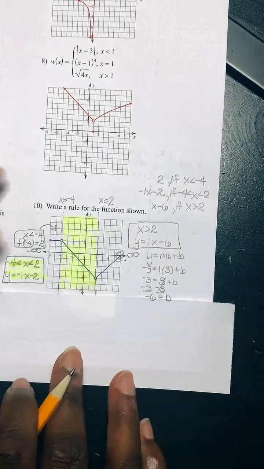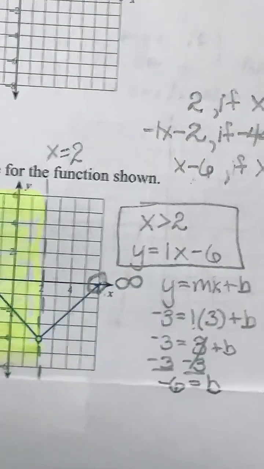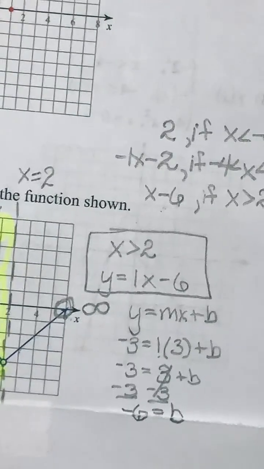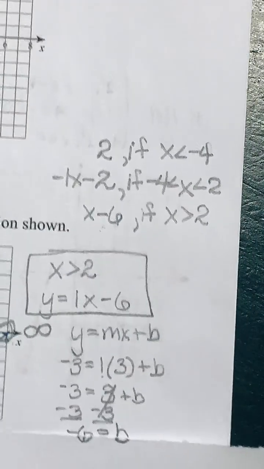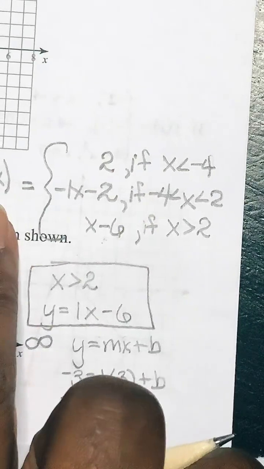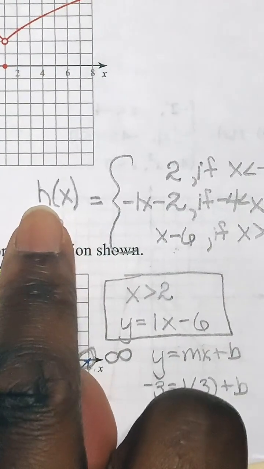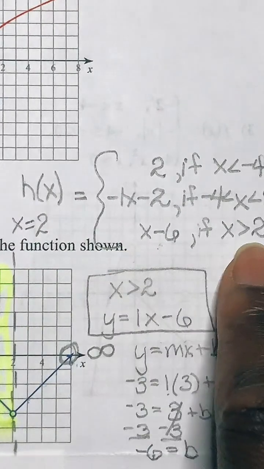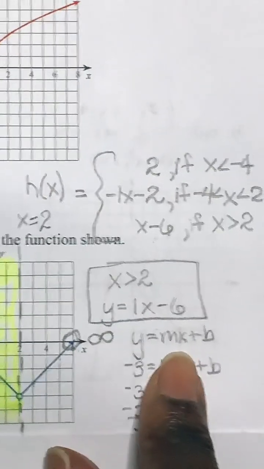So now we plug our little, ooh, got a little crazy. We put our little bracket around it. Have your equals, and then you can name it whatever function you want to call it. I don't know, h function. So I'm saying h of x. So h of x equals this piecewise function.